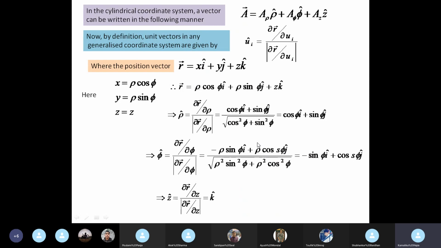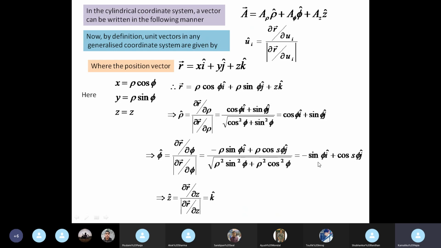After doing a few problems, the expression of rho cap and the expression of phi cap will stay in your memory. And you can see rho cap and phi cap are just phase, opposite phase. Okay, cos phi I cap, minus sin phi I cap, sin phi I cap, cos phi j cap. Okay, and z cap is k cap.